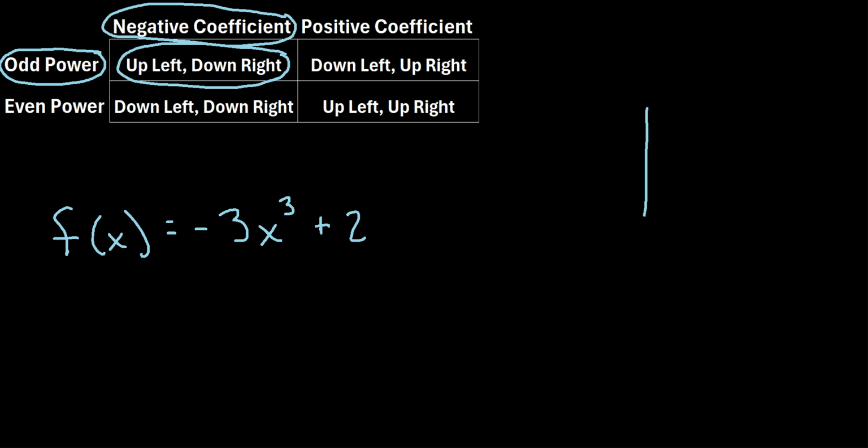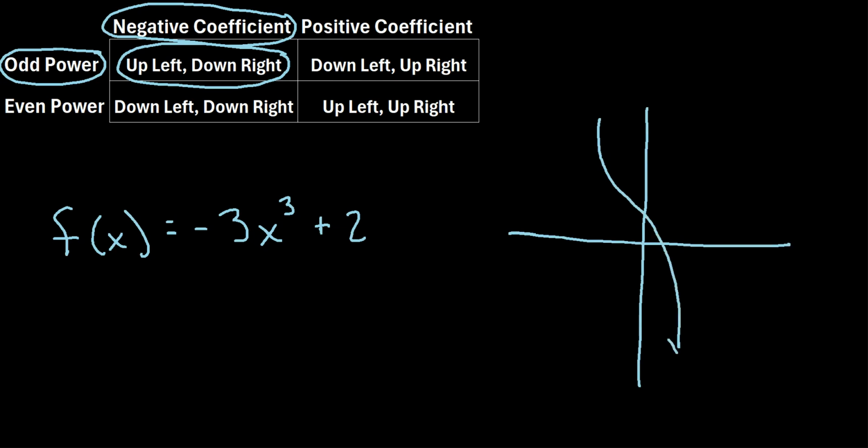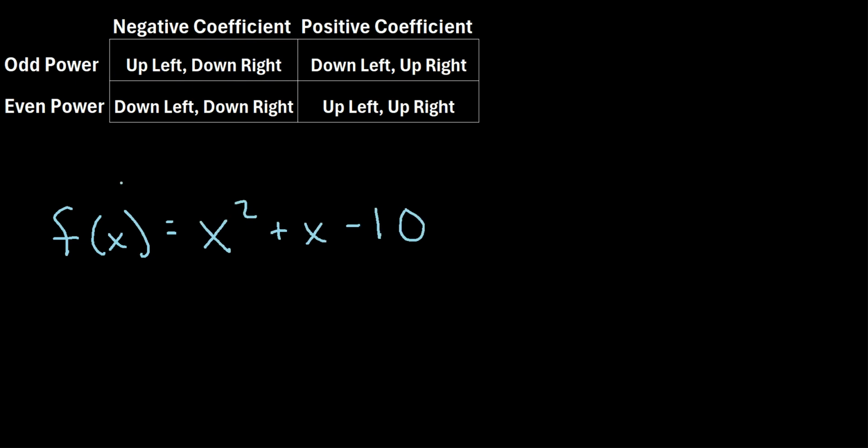Now, if we were to graph this, we would find that it looks something like this, where indeed as we get further and further to the left, we are going up, and as we get further and further to the right, we are going down. All right, let's try one more example.